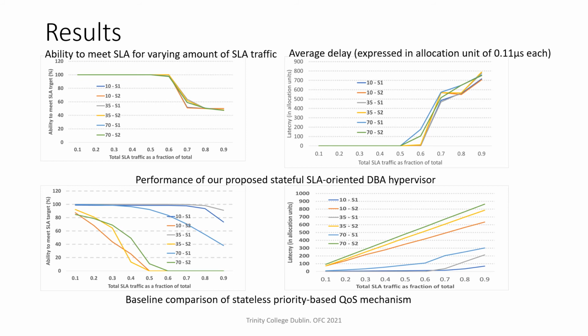We see that almost all allocation types meet SLAs up to 60% of the SLA-oriented traffic offered, after which availability starts dropping significantly. We also see that latency performances are similar with respect to grant size, with larger grants suffering a slight increase in latency. We compare our stateful approach against a stateless algorithm where SLAs are associated with different priority levels.